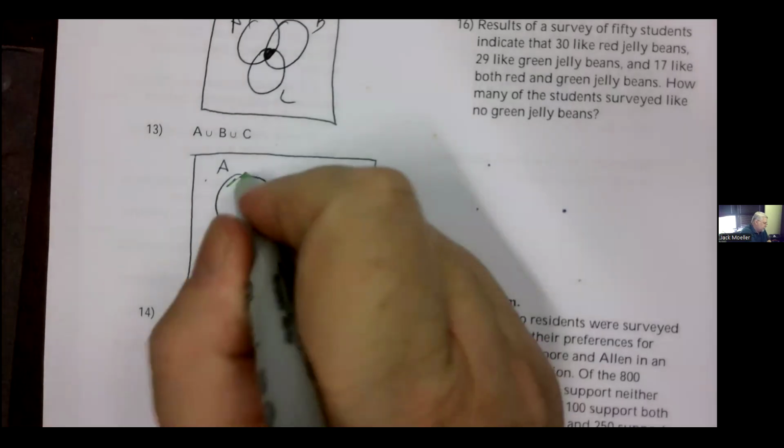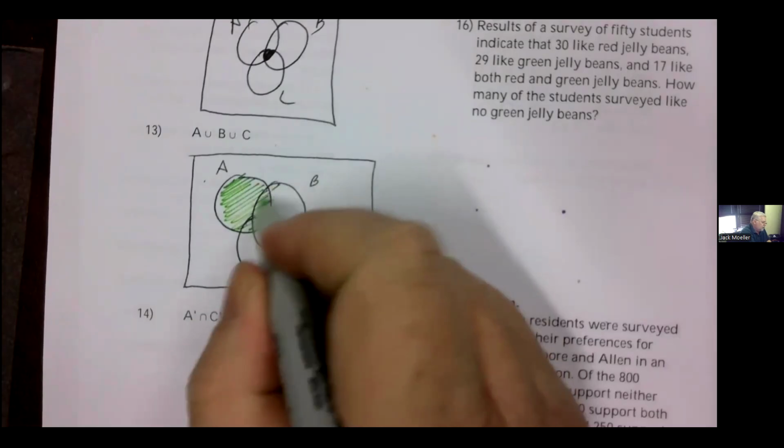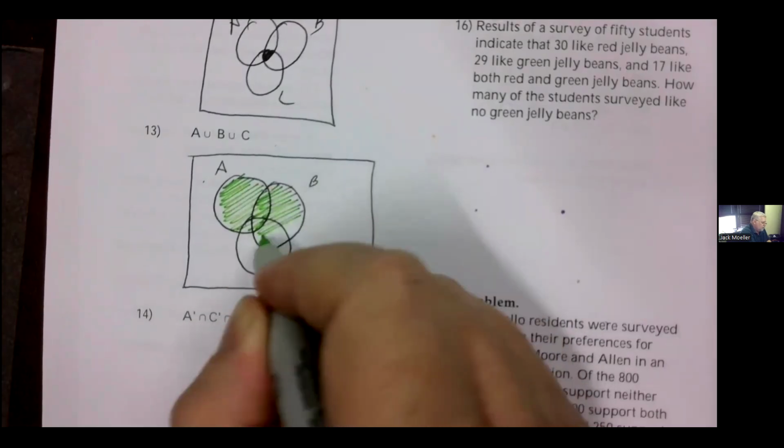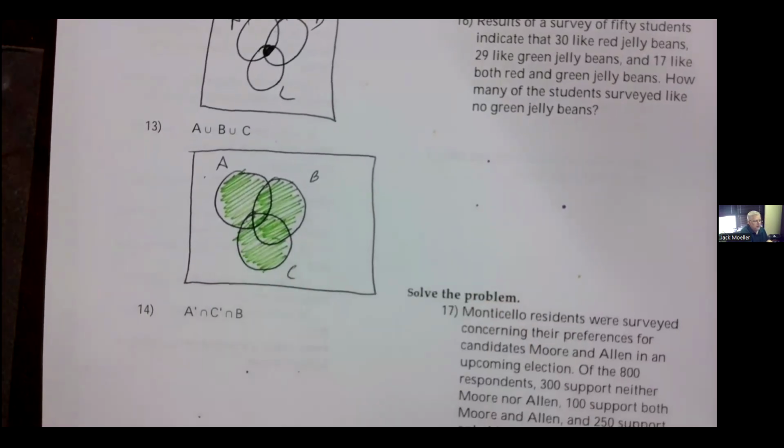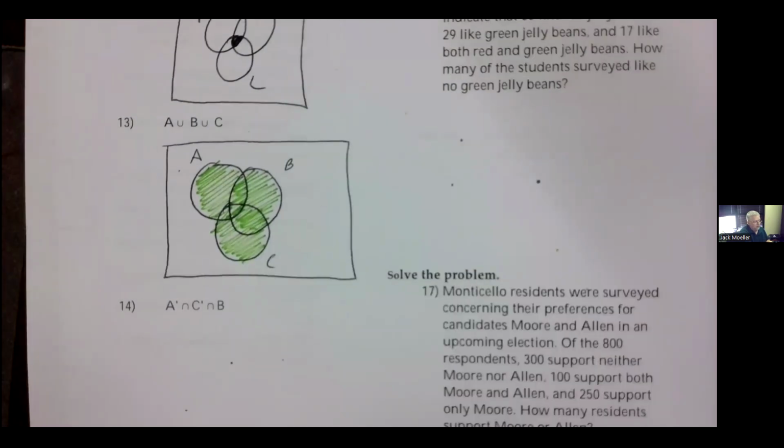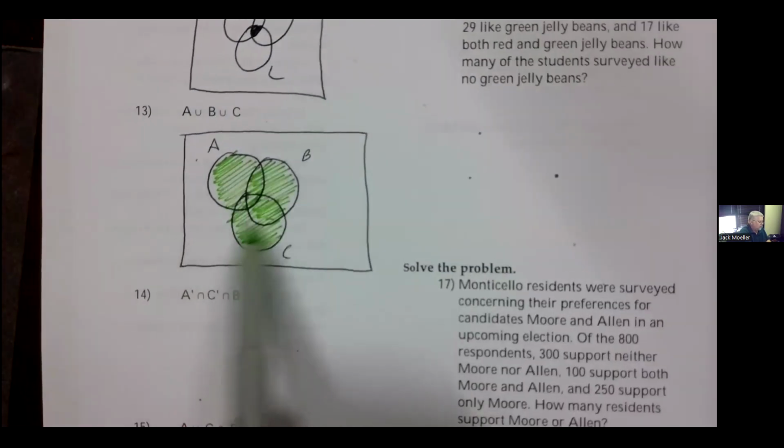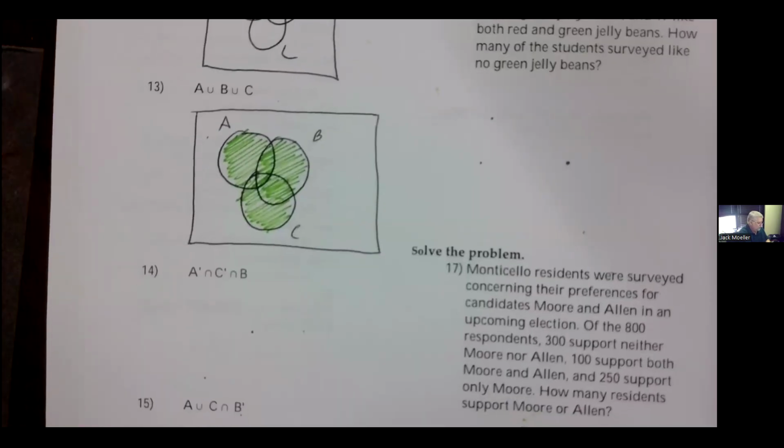So it's everything in A. It's everything in B. It's everything in C. So yes, some regions got shaded more than once, but I don't care. All I care about is getting all the elements in A, all elements in B, all elements in C.